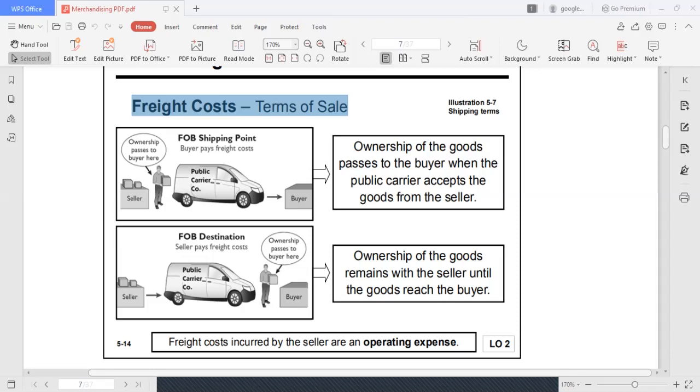On the other hand, under the FOB destination, the ownership passes to buyer at this point. So ownership of the goods remain with the seller until the goods reach the buyer. So since dito pa lamang sa point na to magkakaroon ng change in the ownership during transit, ang may-ari pa yung seller, therefore the seller is the one responsible in paying the freight charges.